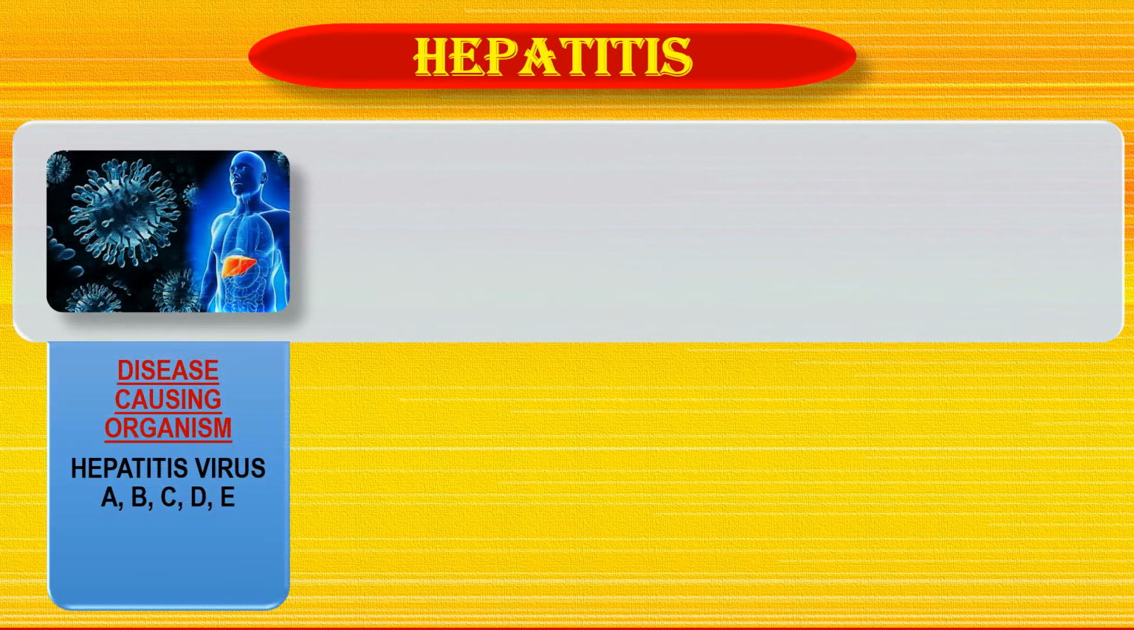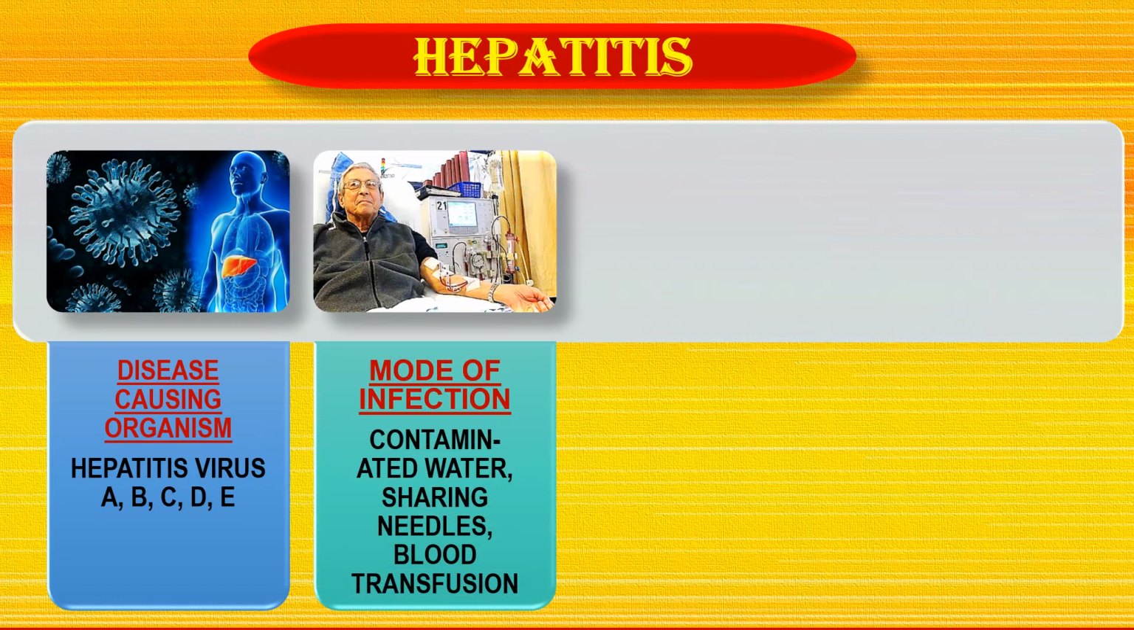Next, infectious disease, hepatitis. The disease-causing organism may be virus, hepatitis virus A, B, C, D or E. The mode of infection, or how do we get infected by hepatitis, is by contaminated or polluted water, sharing needles when we take blood out, when we go to the pathology lab, or by blood transfusion. You can see this man here having blood transfusion, and he could be taking in the blood of an infected person.